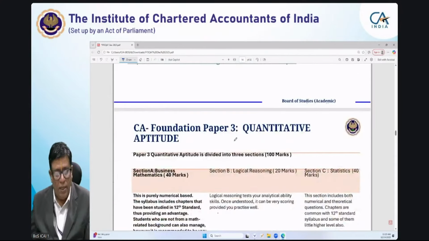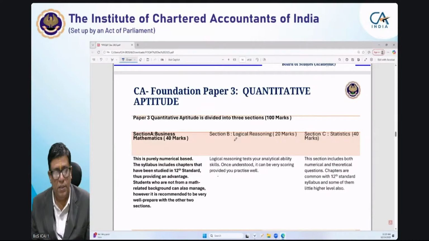Now, from the syllabus point of view, when you come to Foundation Paper 3, Quantitative Aptitude, this is a purely numerical, application oriented paper. Business Mathematics carries 40 marks and is a purely numerical based syllabus with 12 chapters. It is based on the 11th and 12th applied mathematics syllabus of the CBSE or NCERT, and the coverage is application based like the CA syllabus, with some chapters discussed a little more elaborately here.